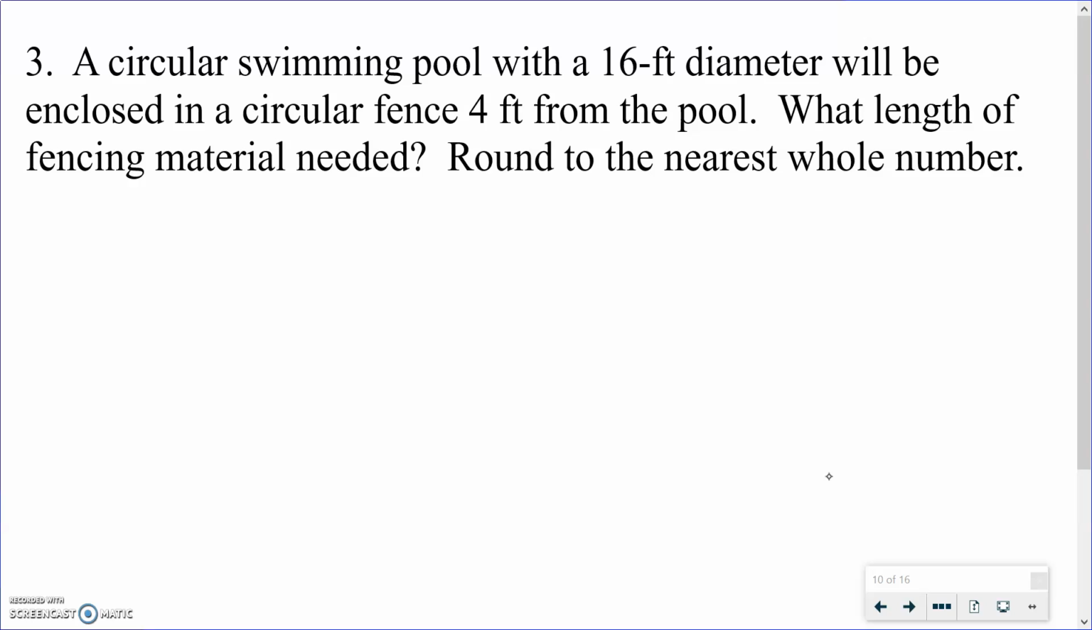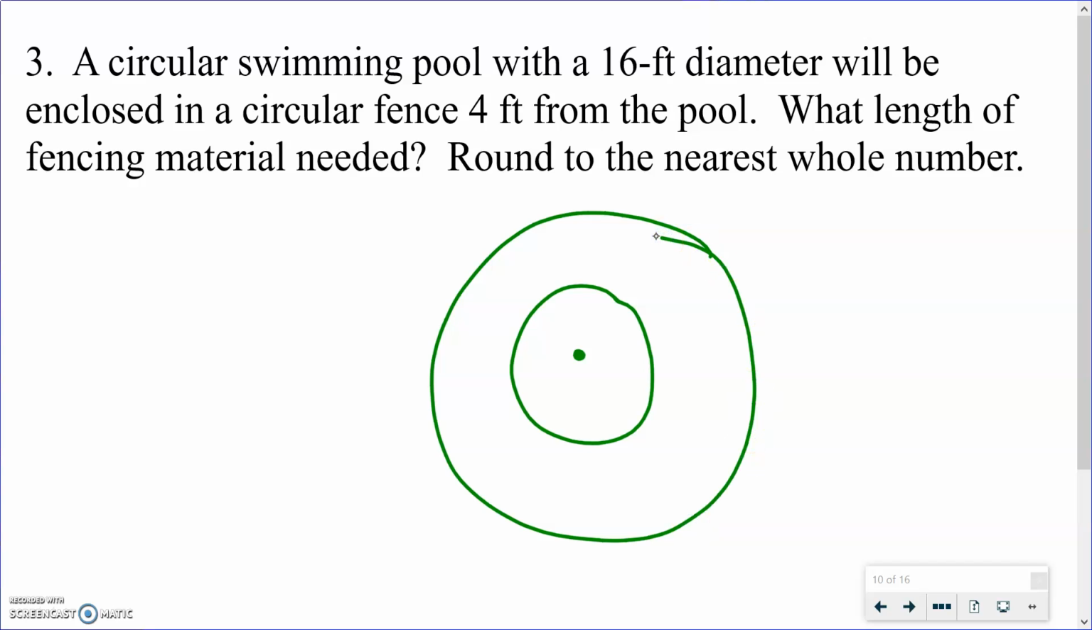So a circular swimming pool with a 16-foot diameter will be enclosed in a circular fence 4 feet from the pool. What is the length of the fencing material needed? And round it to the nearest whole number. So the first thing we're going to do is draw our picture, because that's going to be helpful. So here's our 16-foot diameter swimming pool. And here is 4 feet more, which, wow, my drawing is a little questionable.